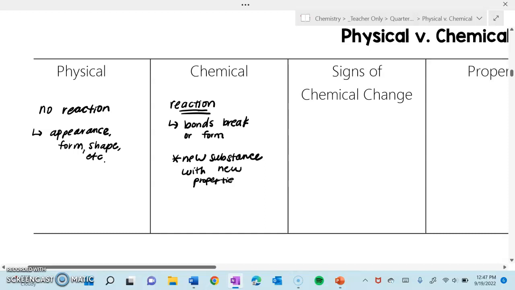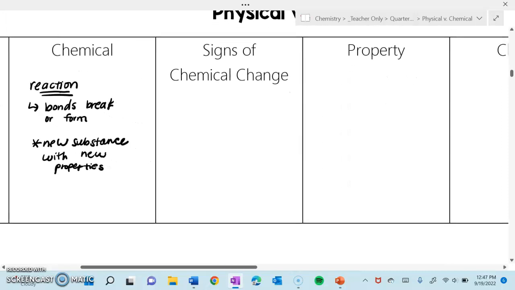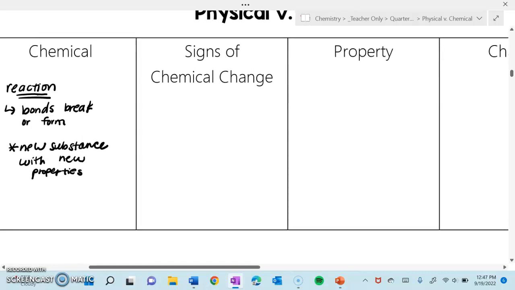Maybe something starts to smell different or it has a different color. Those are all signs of chemical change telling us, hey, I think there's a new substance that's been formed. That is the biggest thing for us to consider when we're looking for signs of a chemical change, is to ask yourself, is there a new substance with new properties? So when we are looking for these signs, start there. If it's not a new substance, then you can automatically say it's not a chemical change. If you think it might be a new substance, start looking for these signs.